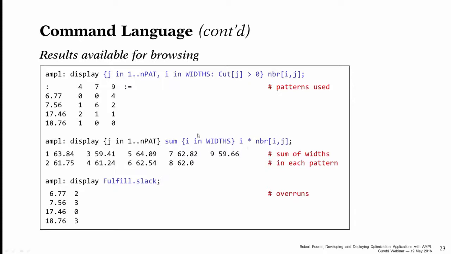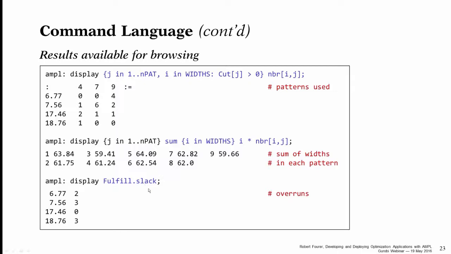This is the sum of all the widths in the pattern, and then here I just displayed the slack on the constraint, and this shows me that there are some overruns. So in fact, in order to get the minimum, I actually produced a few more widths than I needed for my orders here. Because remember it was a greater than or equal to constraint.